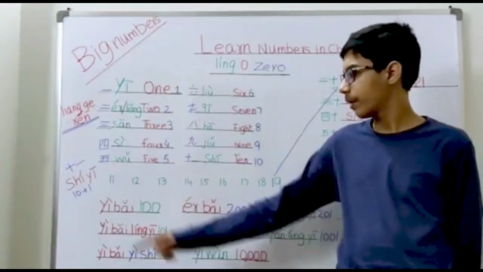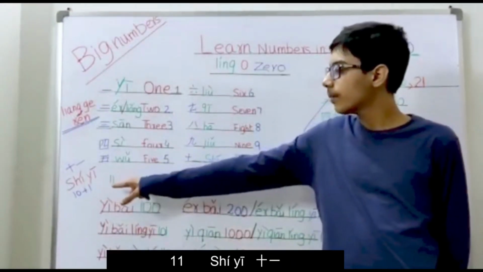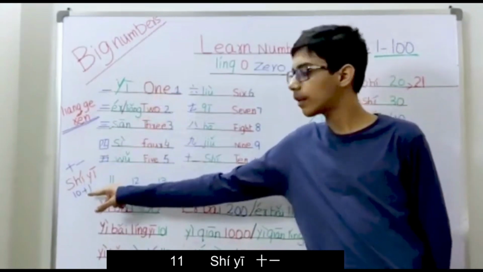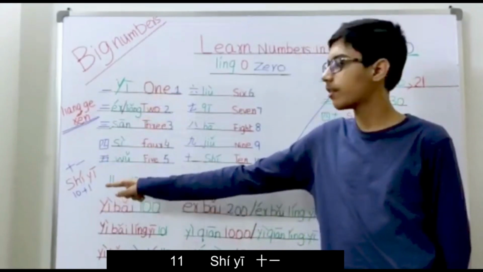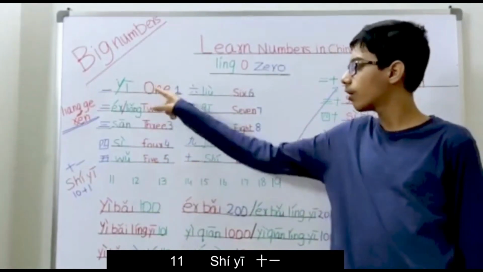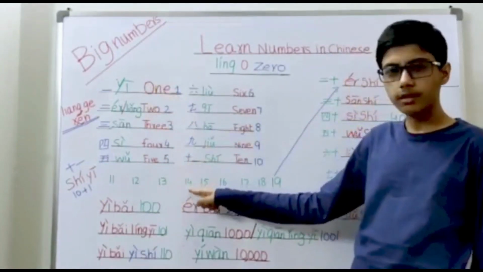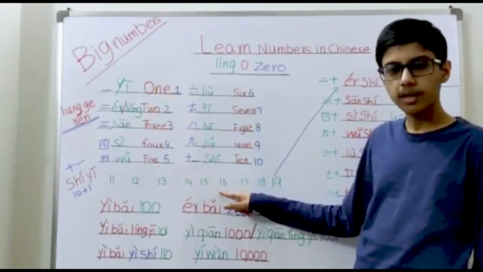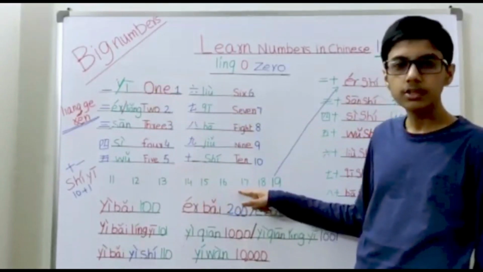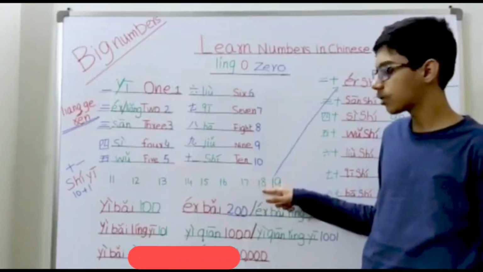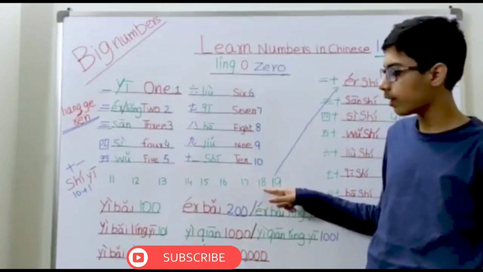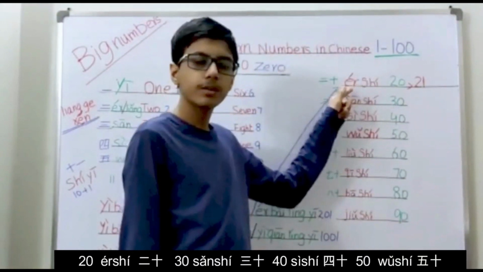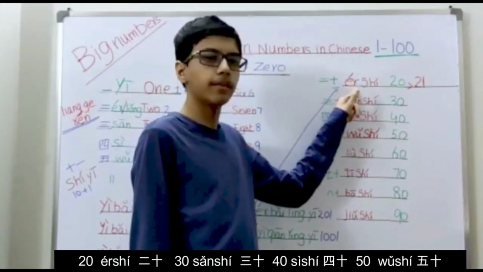Shí yī means 11. Shí means 10. Yī means 1. 10 plus 1 equals 11. Shí èr, shí sān, shí sì means 14, shí wǔ means 15, shí liù means 16, shí qī means 17, shí bā means 18, shí jiǔ means 19, èr shí means 20. Now let's move on again.